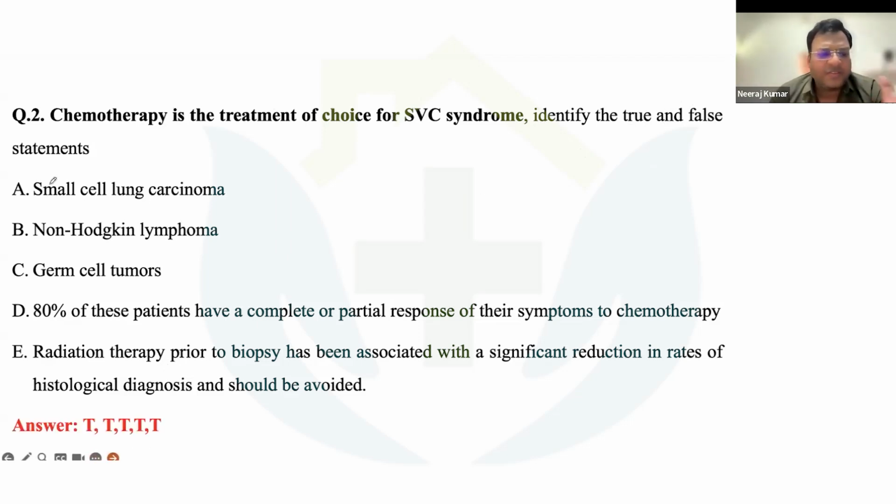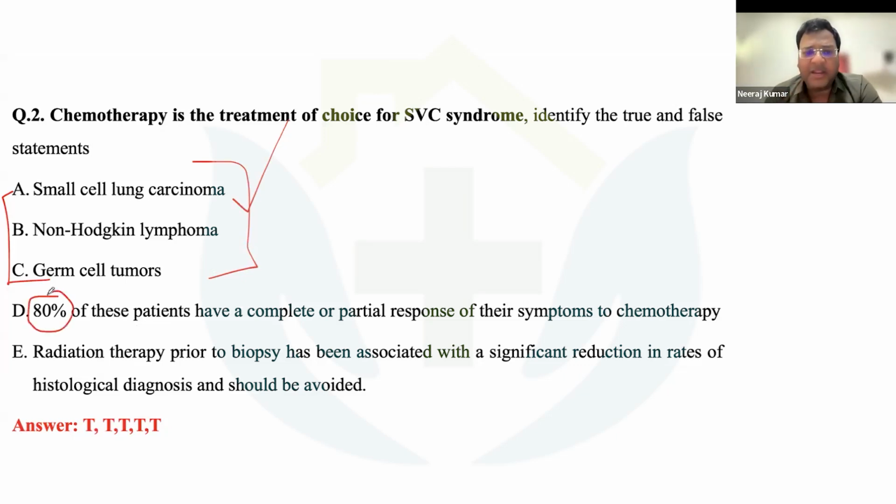So the first statement, this is the main indication for using chemotherapy, right? All these options, the first three statements, are correct for the choice of chemotherapy, and definitely more than 80, approximately 80% of these patients have complete or partial response to the chemotherapy, and radiation therapy prior to biopsy has been associated with significant reduction.